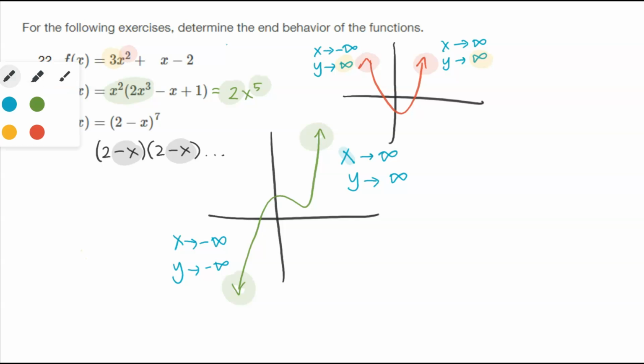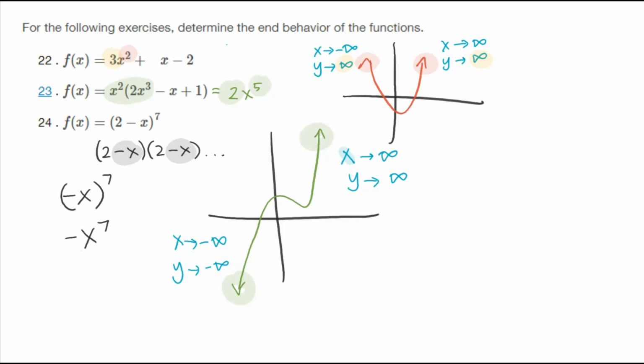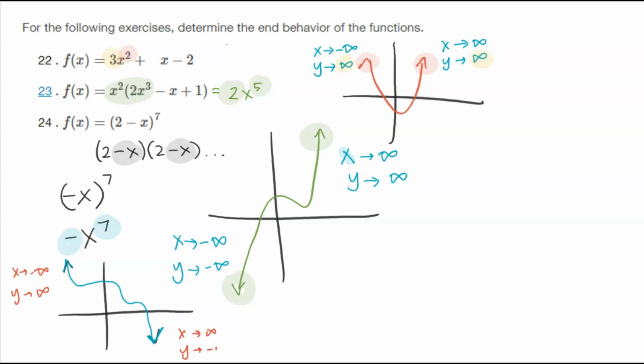So we end up with negative x times itself 7 times for our leading term. And a negative raised to an odd power stays negative. So we should recognize that in this one, we end up with a negative x to the 7th power. We could sketch this out to visualize what's happening, but we're going to have the exact opposite of what we had on the previous one. As x goes to negative infinity, y goes to infinity. And as x goes to infinity, y goes to negative infinity.